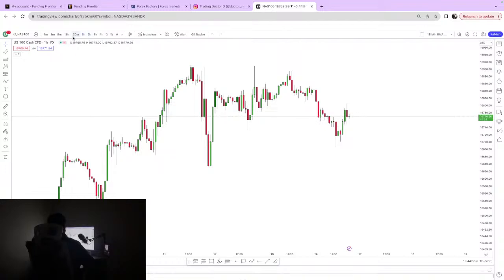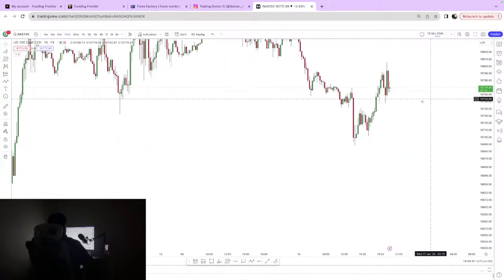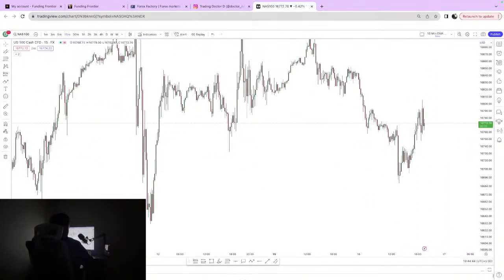Let's shift to the most important time frame to mark our important levels, or major levels. So this is the 15 minutes time frame. Just hold on, there's an important call coming.